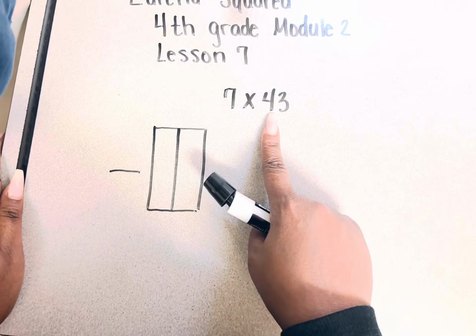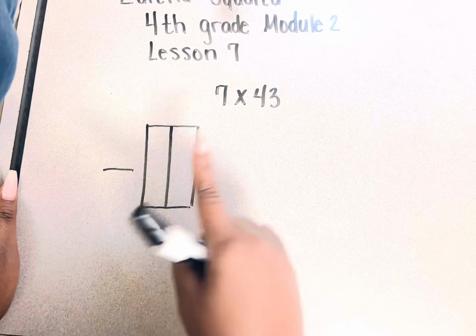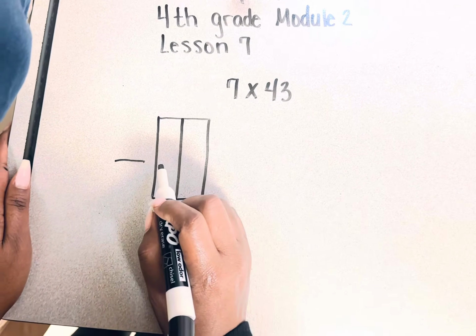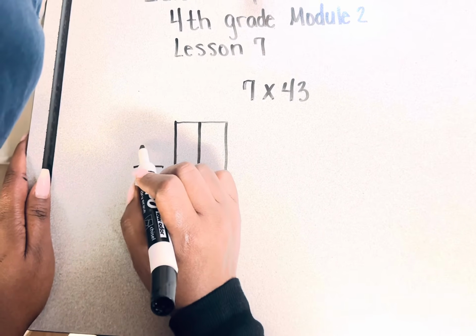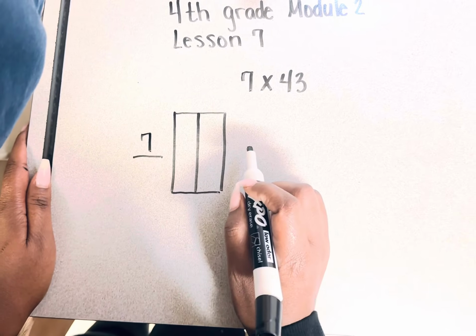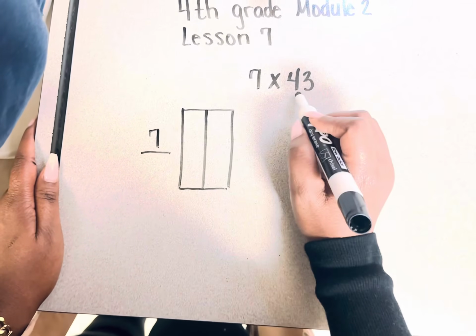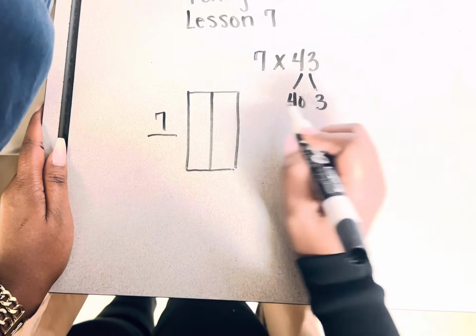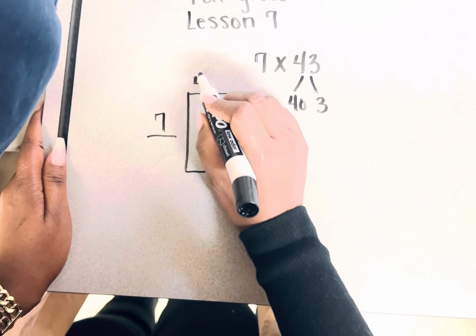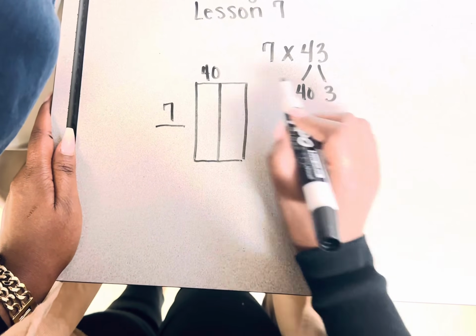We're going to then decompose 43 to put that in our tens and ones place. So, setting up the area model, we're going to put our factor in our factor box, which is 7. We're going to decompose 43 and put 4 tens and 3 ones in the proper box. So 40, 4 tens is 40, and then 3 ones.